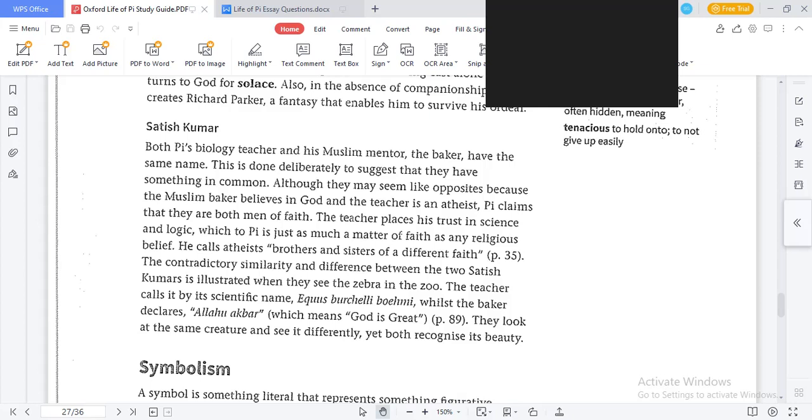So here we go. Where is it illustrated? They see the zebra in the zoo. You want to make a note. You can say similarity and difference illustrated when they see the zebra in the zoo. The teacher calls it by its scientific name, and the man of faith, the baker, declares Allahu Akbar, which means God is great.